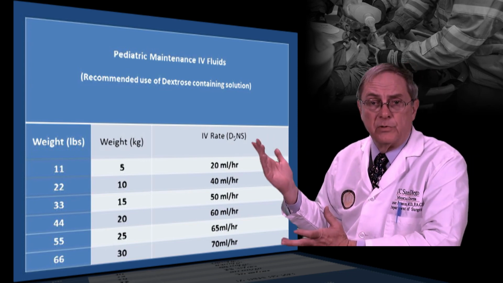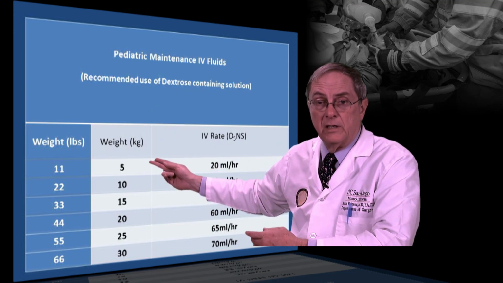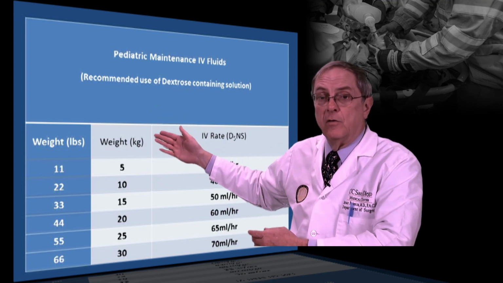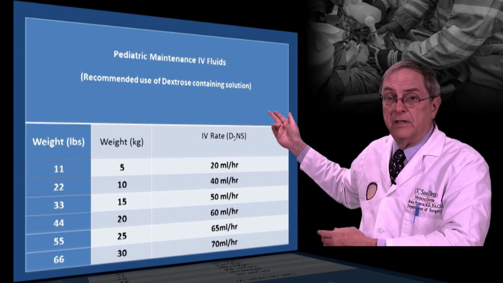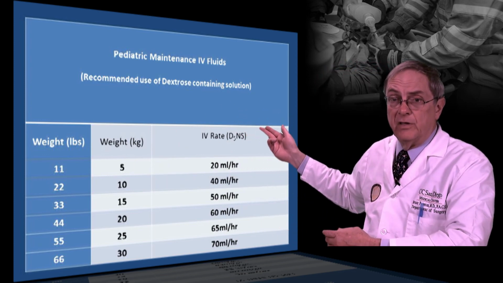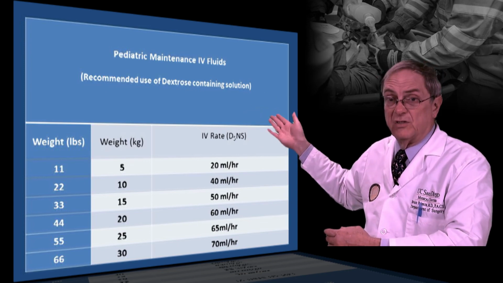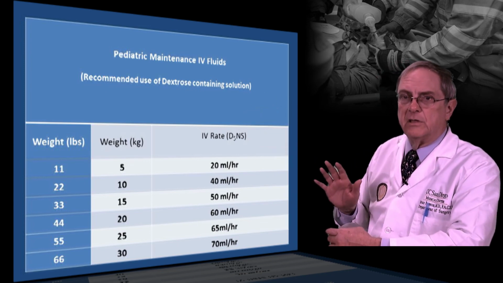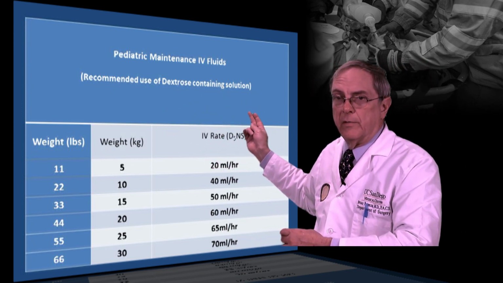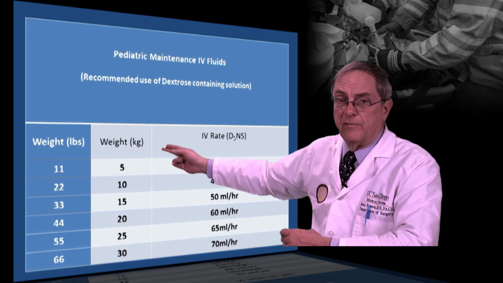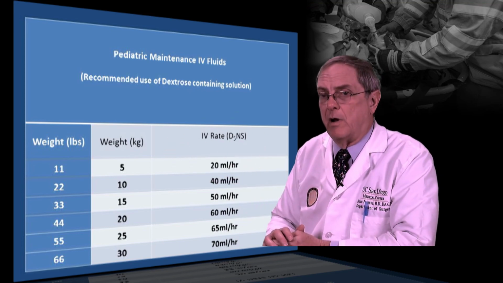And this is, again, a simple chart. If you look here, we've got the patient's weight in pounds, and right next to it, the weight in kilos. 5, 10, all the way to 30 kilograms. This is the IV rate of D5NS that you should be running with these patients if they have 15 to 20% total body surface area or more. This is the maintenance fluid rounded to the nearest 10. So a 5-kilogram child should have a maintenance fluid running of about 20 mLs per hour. A 25-kilogram child should have a maintenance fluid running of about 65 mLs per hour.